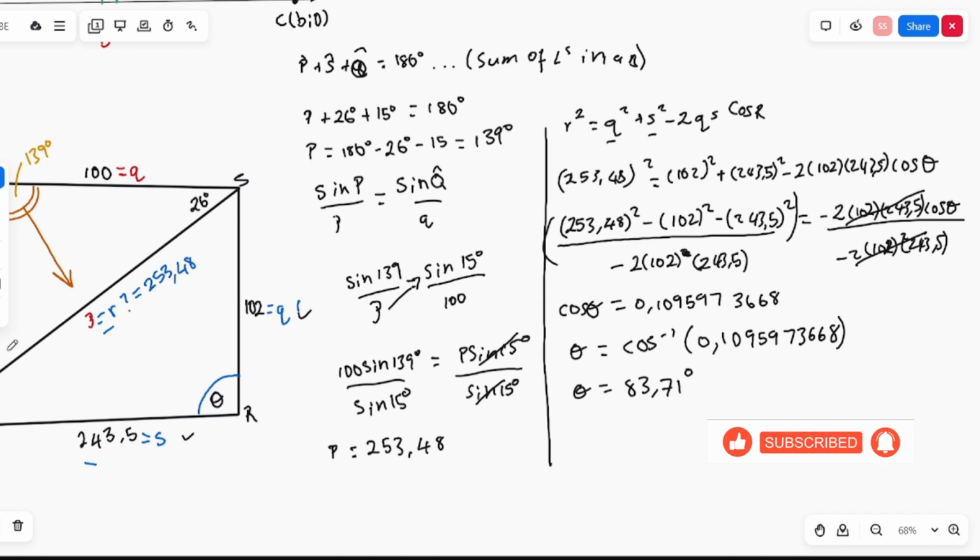So let's go to how we can calculate the area. Now we are going to be learning about the area rule. So let's go to our next video.